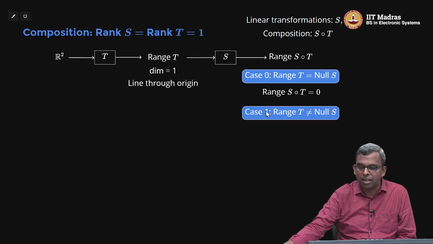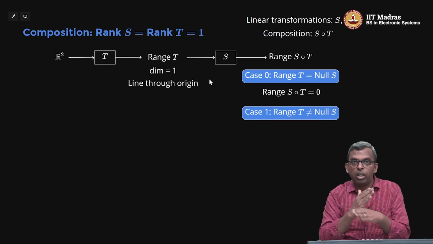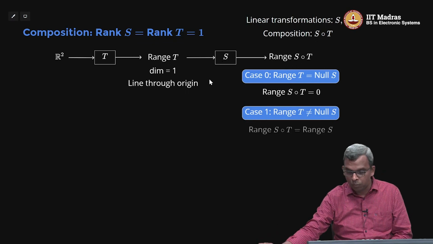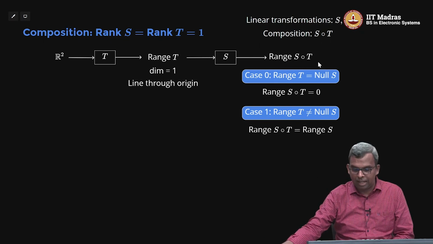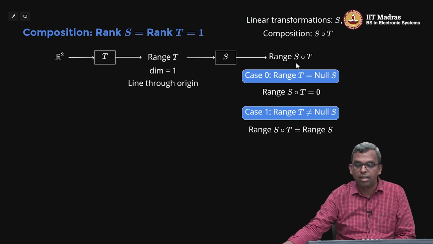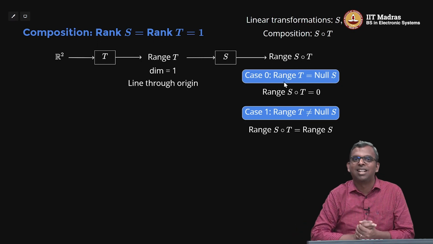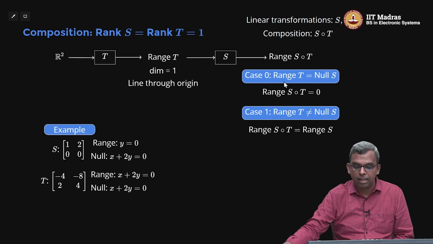There is another case here when range T is not equal to null of S. Supposing this line and the line which is null of S intersect only at the origin, they do not intersect anywhere else. If that is the case, then range S cross T will be range of S. That line that S has will be the thing. These are the two interesting cases, and notice how the range becomes 0 because of the strange coincidence, and this can happen only when the dimensions are the same. Range T and null S have to have the same dimension and they have to coincide like that. We can come up with very interesting examples for that.